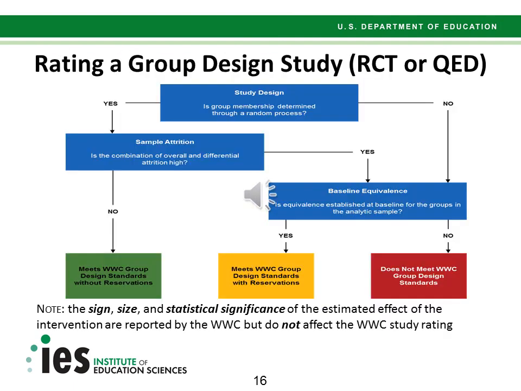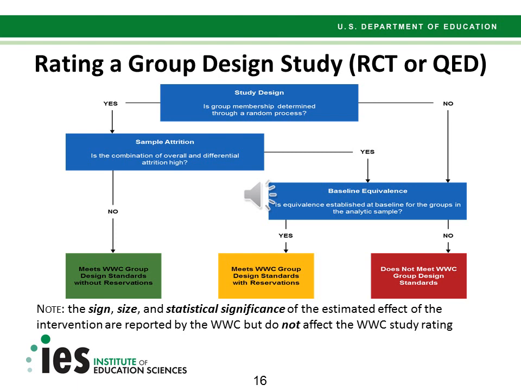This flowchart shows the process by which an eligible randomized controlled trial or eligible quasi-experimental design study is assessed to see if it meets the WWC's group design standards. If the study determines membership in the intervention group through a random process and the rates of overall and differential sample attrition are low, then the study can receive the highest rating, meets WWC group design standards without reservations.